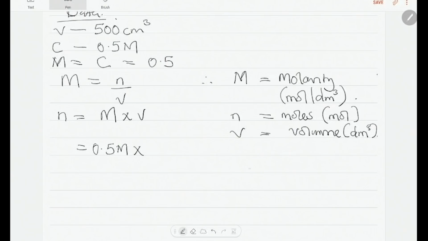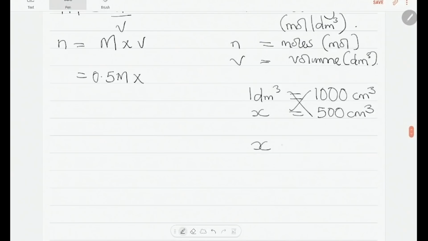X is equal to 500 centimeters cubed. Then we make X the subject of the formula. So X is equal to 1 decimeter cubed multiplied by 500 centimeters cubed divided by 1,000 centimeters cubed. Centimeter and centimeter will cancel. When you divide that, we are going to have 0.5 decimeter cubed. That will be our volume.